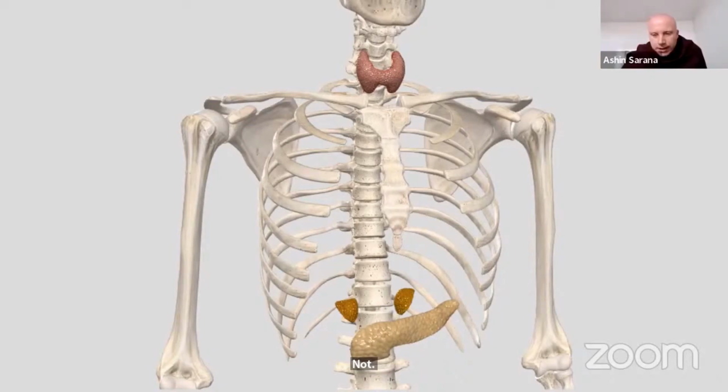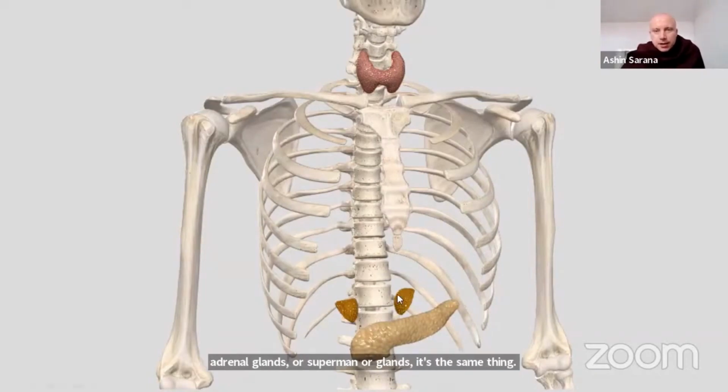Then the adrenal glands or suprarenal glands, it's the same thing. They're these little yellow caps that are placed over the kidneys. They produce hormones such as testosterone, estrogen and progesterone, which control sexual activity. So, hormones for sexual activity.